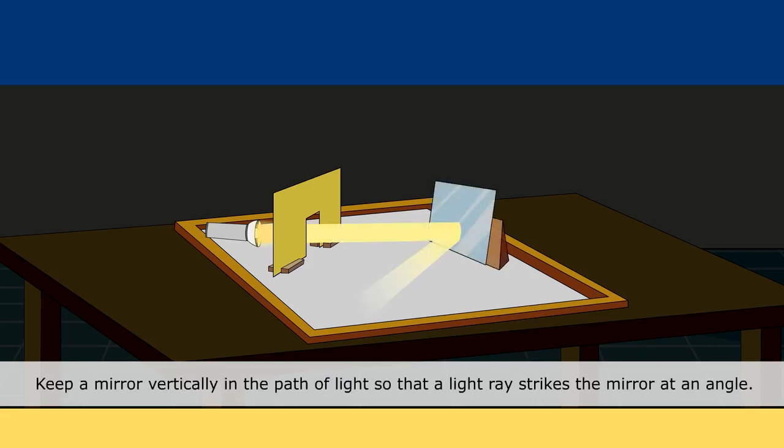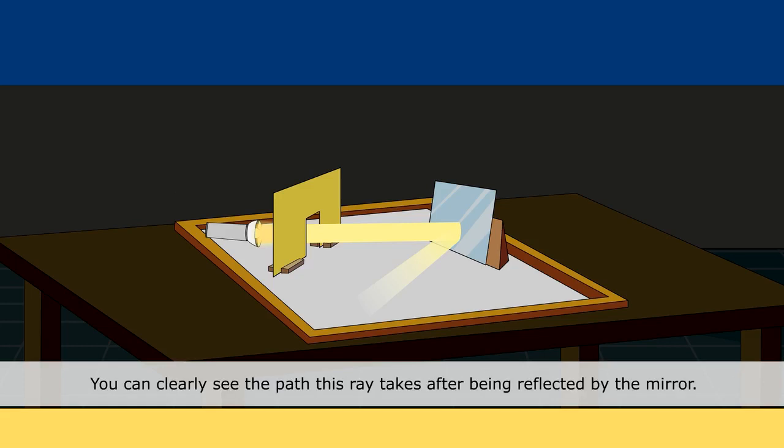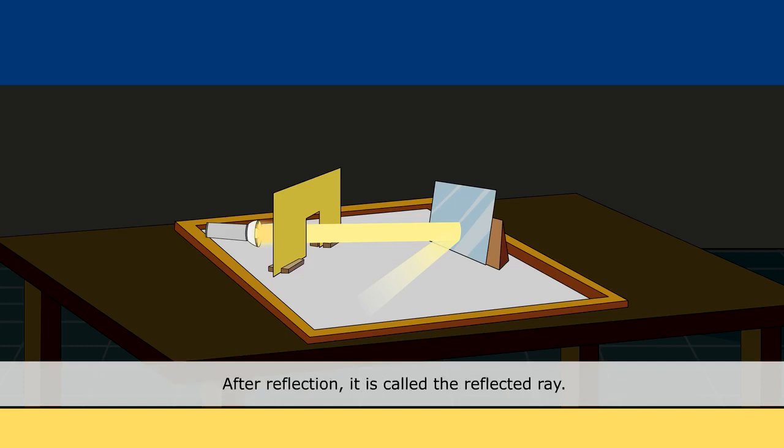Keep a mirror vertically in the path of light so that a light ray strikes the mirror at an angle. The light falling on the mirror is called the incident ray. Note the change that happens in its path. You can clearly see the path this ray takes after being reflected by the mirror. After reflection, it is called the reflected ray. To prove that the angle of incidence is equal to the angle of reflection.